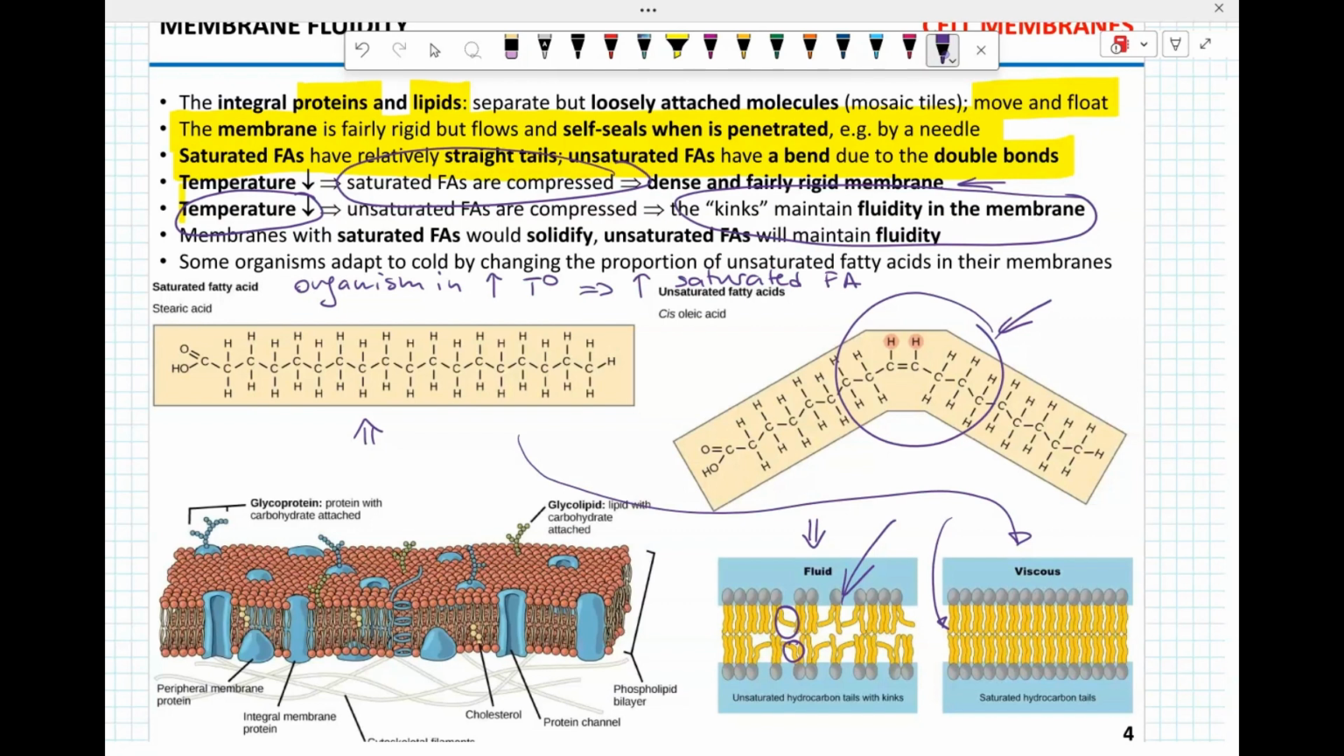Now, organisms that have to be exposed to the lower temperature will contain greater proportion of unsaturated fatty acids, because as the temperature drops, these kinks in the fatty acid tails, these kinks allow cells to maintain the fluidity of the membrane despite the reduced temperature.